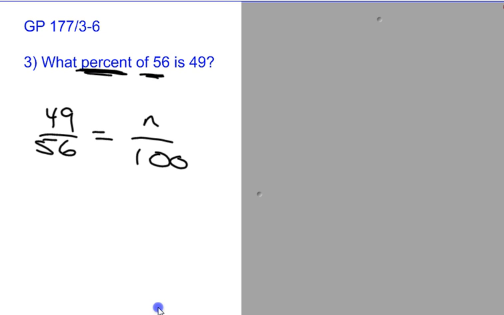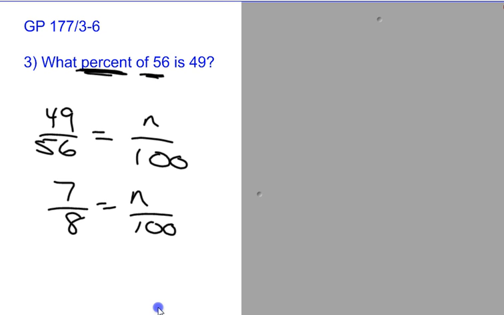What can we divide by, Alana? You could divide by 7. And you would get what? You would get 7 over 8. 7 over 8 equals n over 100. Does 8 go easily into 100? No. So we might use our cross products now, right?